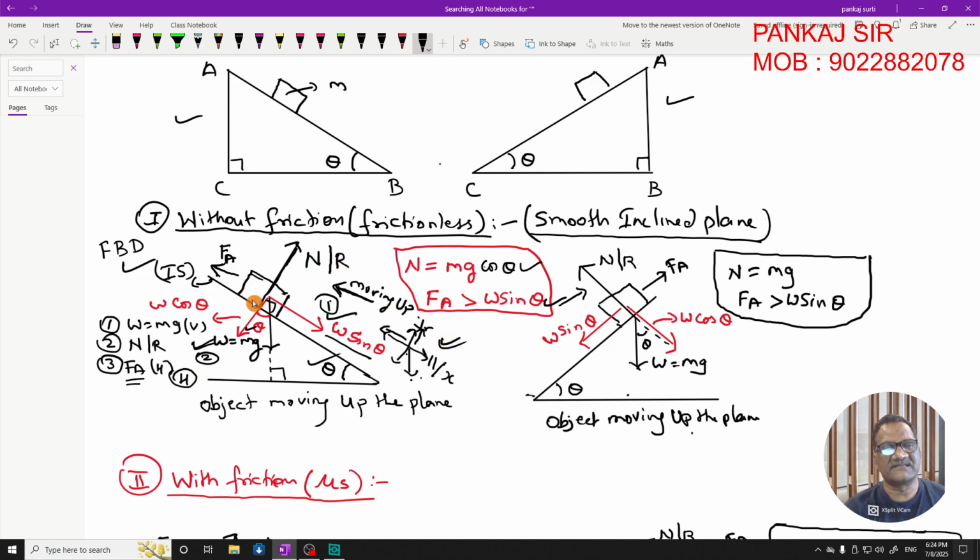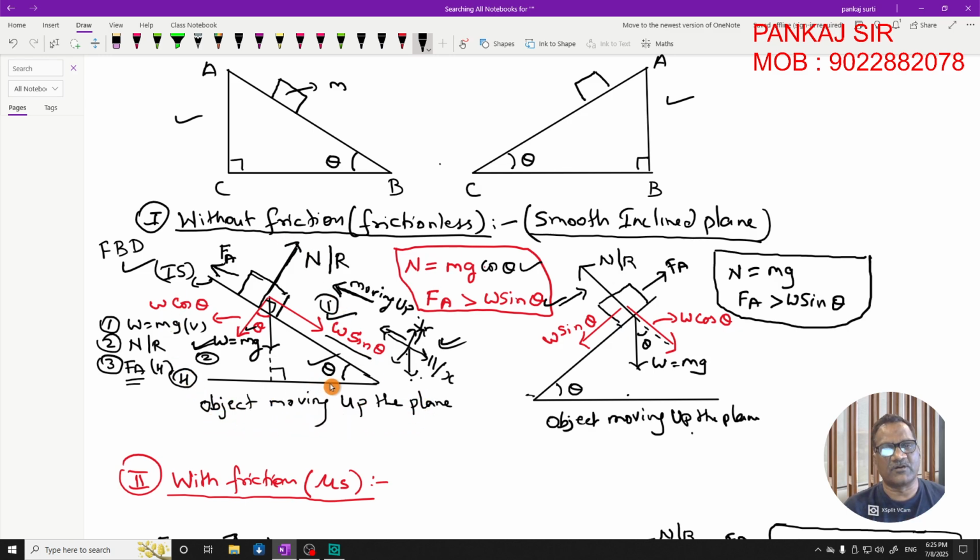and Fa, that is the applied force with which you are pulling the block in the upward direction, and the block is moving in the upward direction along the plane. So that force Fa will be greater than W sine theta. W sine theta is a force which is going to pull the block down the slope, but then your Fa is greater than W sine theta, so the block is ultimately going to go up. Is that clear?